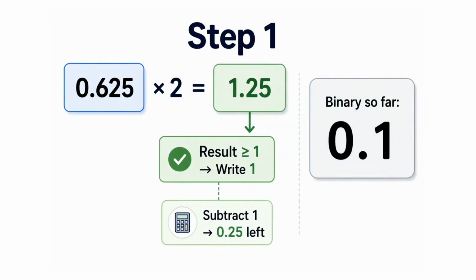Step 1. We multiply 0.625 by 2, which gives us 1.25. Since this is greater than 1, we write down a 1. Then we subtract 1, leaving us with 0.25 to work with next. So far, our binary looks like 0.1.